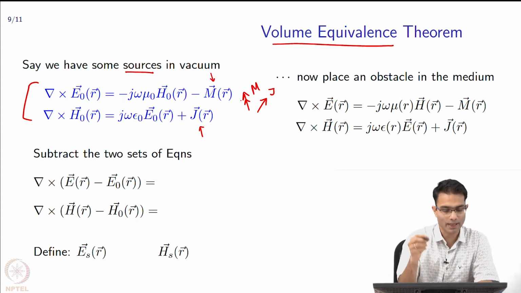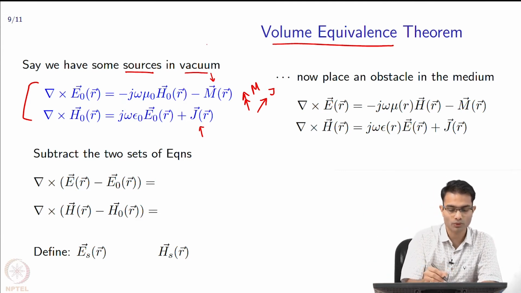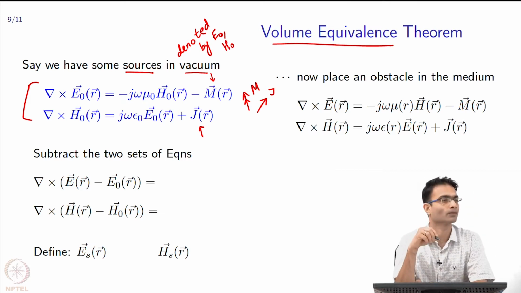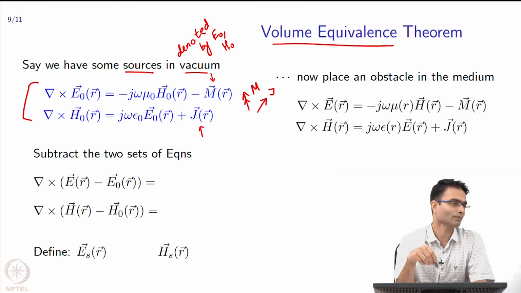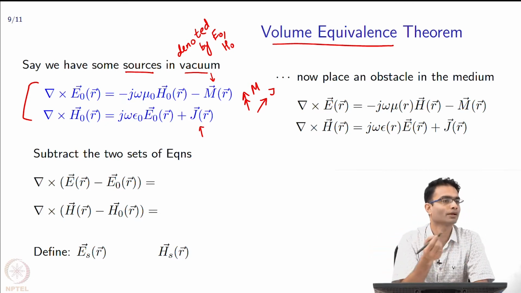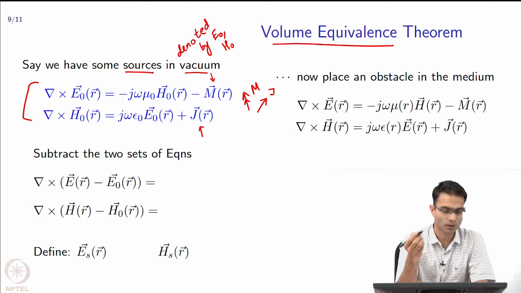The fields in empty space or vacuum are denoted by the 0 subscript, so E naught, H naught. The naught subscript tells you that there is nothing, it is just the current sources. These equations we already had a brief glimpse of how to solve. It was simple: you take the curl of the first equation, substitute the second equation, and you get a wave equation, but the only difference is that the wave equation will have these current sources.